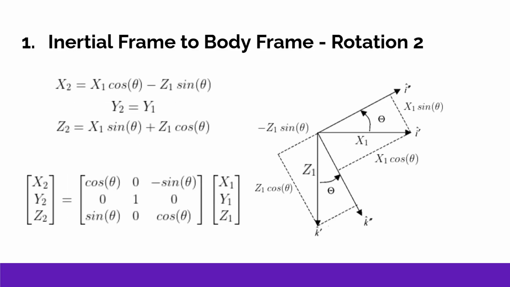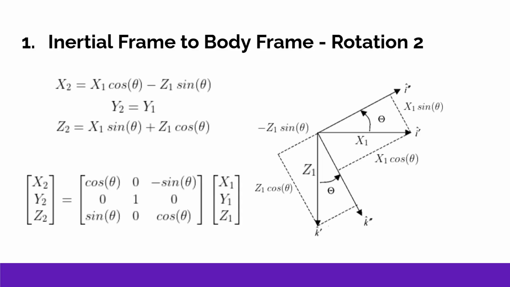So we're going to start with the first intermediate frame, and that is materialized by i prime and k prime, and we're going to rotate it by an angle theta or pitch angle to yield the second intermediate frame, and that is materialized by i double prime and k double prime. So what we need to do is to project both x_1 and z_1 onto i double prime, and both z_1 and x_1 onto k double prime.